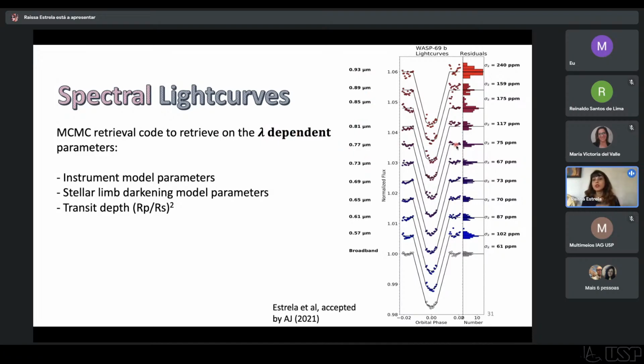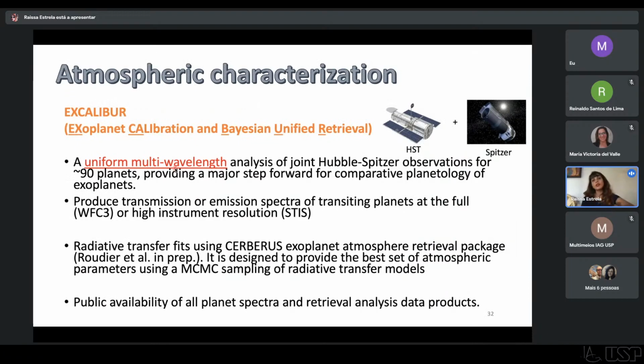And we can model these spectral light curves in a very similar manner to what we did with the white light curve, except that now we are going to retrieve only the wavelength-dependent parameters, which are the instrument model, stellar limb darkening, and the transit depth. So once you obtain this transit depth for each spectral light curve, you can build the transmission spectra. And we put all these data reduction and calibration processes in our JPL pipeline, Excalibur, which aims to provide a uniform analysis of Hubble and Spitzer observations for all publicly available data with transit observations.